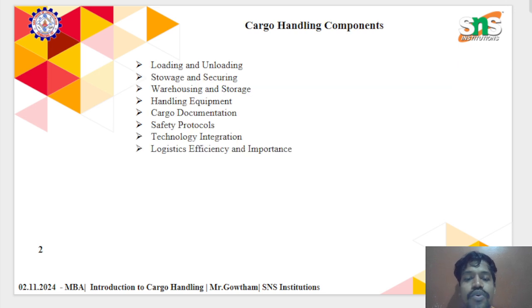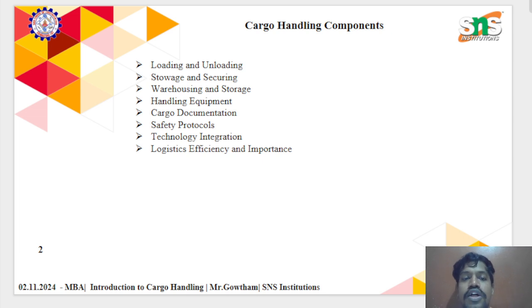Next slide. What are the components we should look out for while making the transportation? The first one is loading and unloading. Second, storage and securing. Third, warehousing and storage. Fourth, handling equipment. Next, cargo documentation. Next, safety protocols. Next, technology integrations. Last, logistics efficiency and importance.